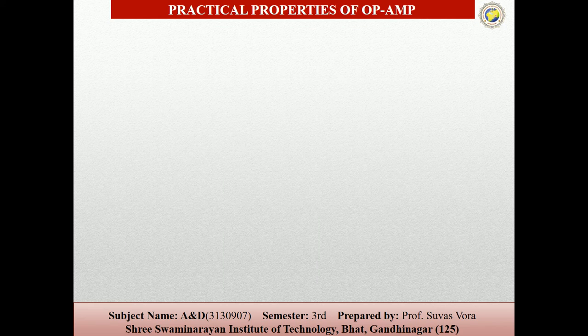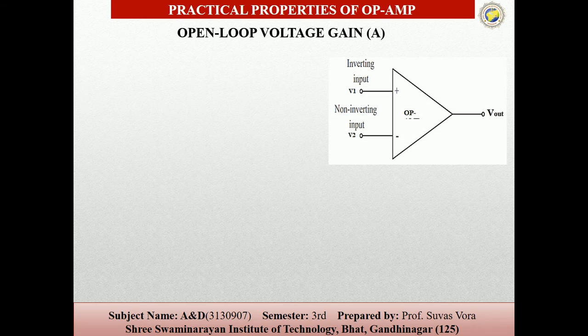Now the practical properties of the op-amp. Start with the first one, the open loop voltage gain. Open loop voltage gain is defined as the ratio of the change in the output voltage to the change in the differential input voltage. That means to change the output voltage, we change the input voltage. The open loop voltage gain is denoted by A.